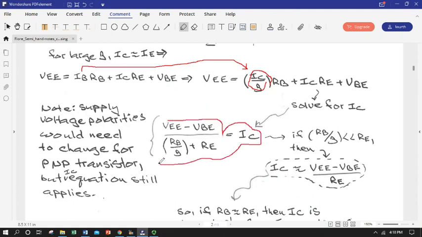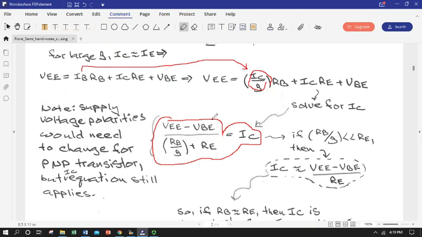So for that configuration of circuit, here's our collector current as a function of one supply, the base emitter junction, and two resistors. Notice that our collector current was not at all dependent on that collector supply voltage. Interesting, huh? And this holds, by the way, for PNP, except the voltage polarities that the supplies would change. Okay.